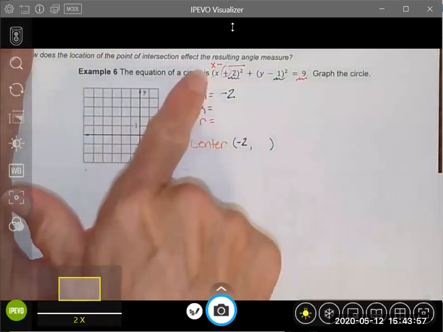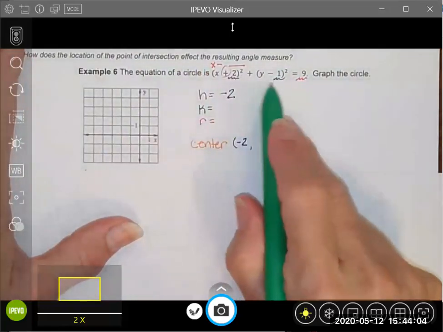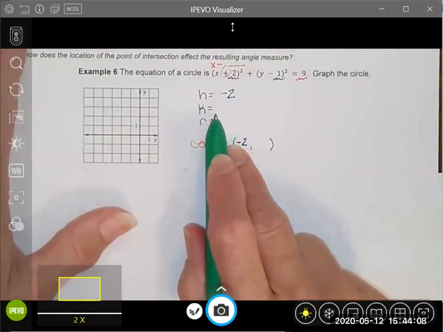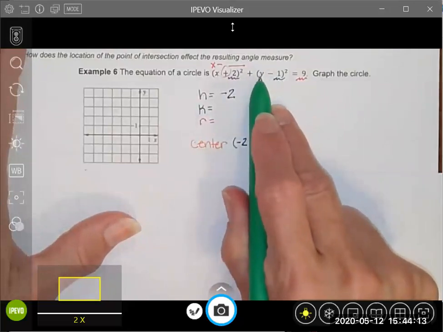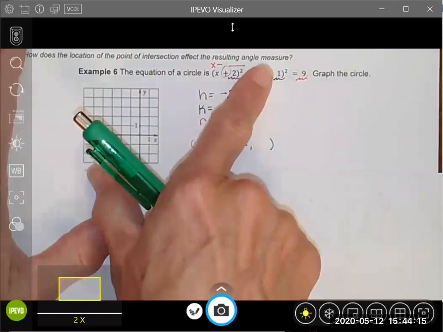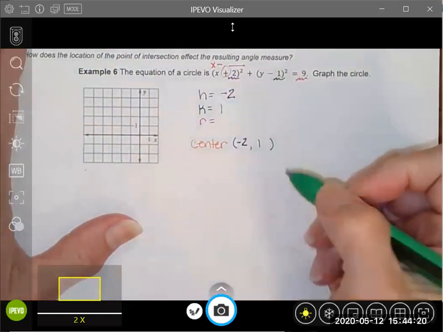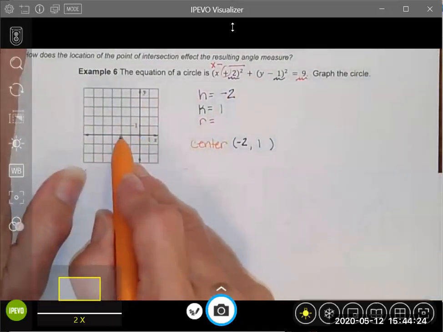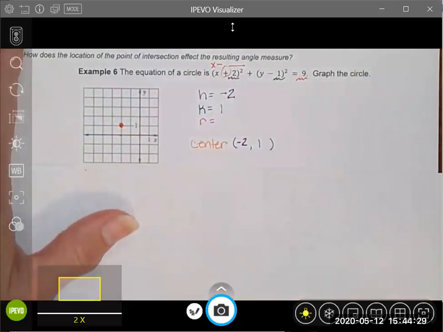In algebra, we often refer to this as the opposite sign. I don't know if you remember that, but you will hear it next year. For the k value of my center, or the y value of my center, I look at the second part of my equation. I notice that it's y minus, so if I just cover that up, I have the k value given to me. It's a 1. So that helps me identify the center of my circle. I'm going to go ahead and plot that. I'm going to go over 2 and up 1 and identify that as the center of my circle.